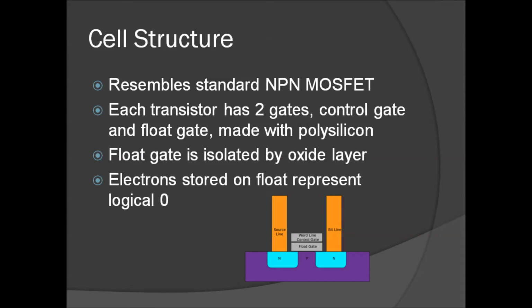The cell structure of flash memory devices resembles a standard NPN MOSFET layout, with the exception that there are two gates for every transistor made from highly doped polysilicon. Each transistor has a float gate, which stores the bit of information, and a control gate, which allows charge to be applied or removed from the float gate. The float gate is electronically isolated from all sides with an oxide layer, meaning that an applied electric field is the only way to store or remove charge. Electrons stored on this gate represent a logical 0, and vice versa, a lack of electrons represents a logical 1.